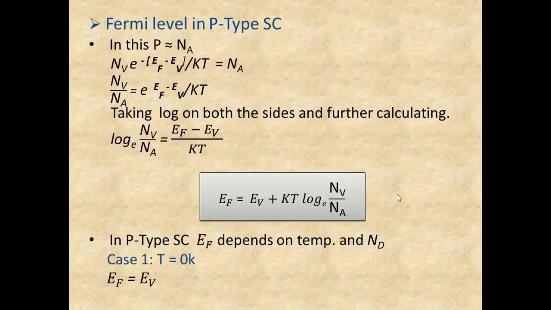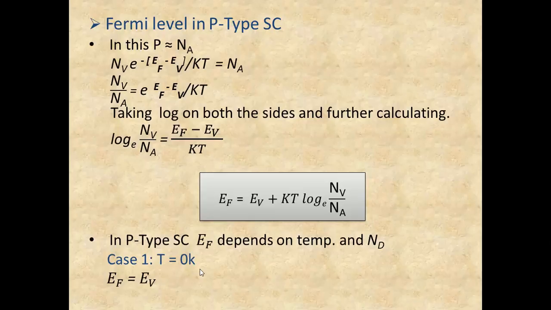Fermi level in p-type semiconductor. Whatever I have told you, you have to remember, in n-type semiconductors it is almost the same. The only thing is instead of electrons we now have holes, and in the place of n it's p. Everything is the same, taking log and then calculating, you get this formula. In p-type again it depends on temperature and N_D. Now previously it was N_C.